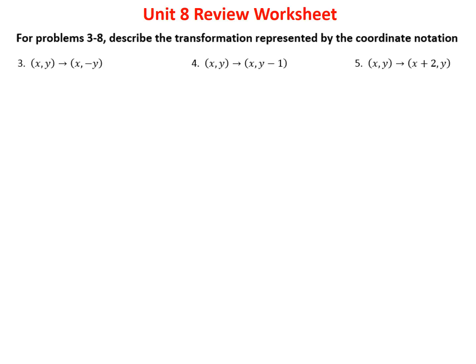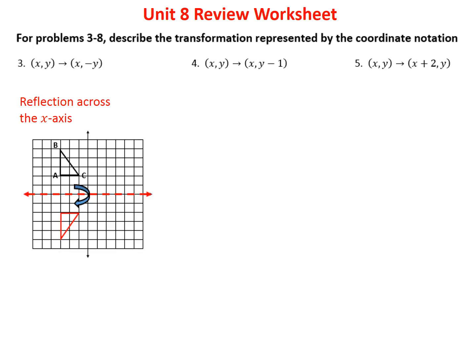Problems 3 through 8 ask us to describe the transformation represented by the coordinate notation. If you notice the first one, (x, y) becomes (x, -y). So if you think about that on a scale, what's happening is that the x stays the same, but the y flips. And so this is what would happen if we're crossing the x-axis. You notice point A is negative 3, but A prime is also negative 3. All that happens is the y flips across the x-axis. So that is a reflection across the x-axis.